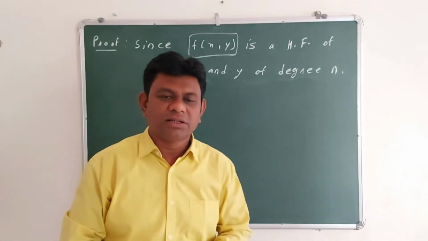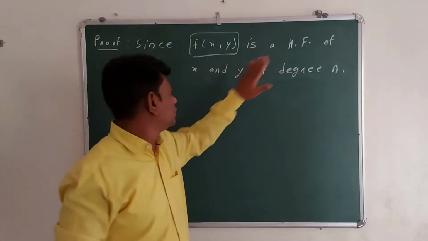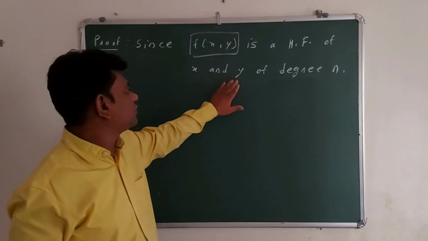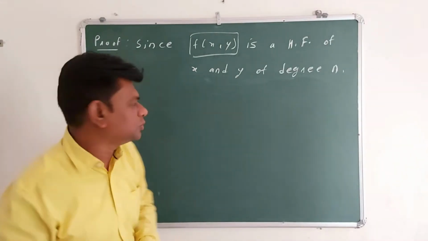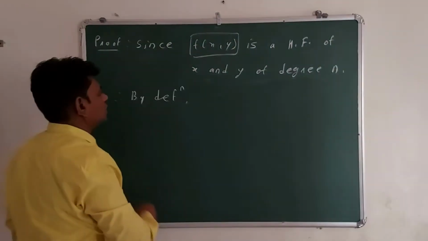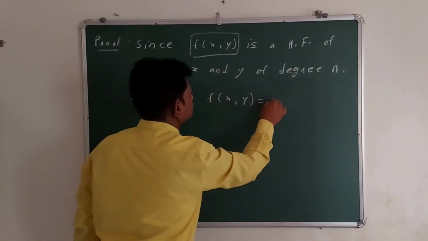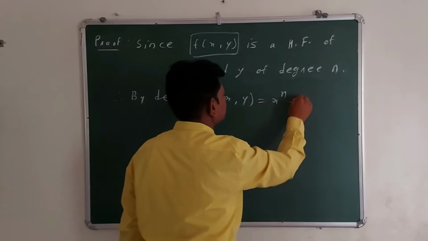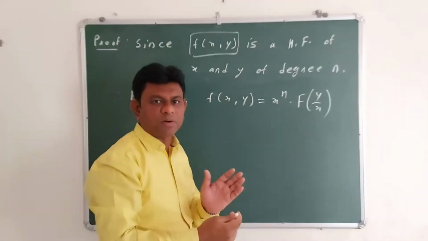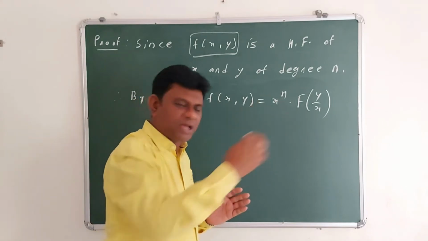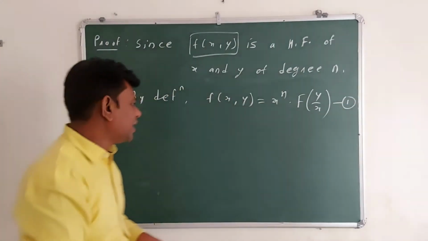Now the proof of Euler's theorem. In Euler's theorem, f of x, y is a homogeneous function of x and y of degree n, and therefore by the definition of a homogeneous function, f of x, y is equal to x to the power n times f of y by x, or y to the power n times f of x by y. Now this is denoted by 1.